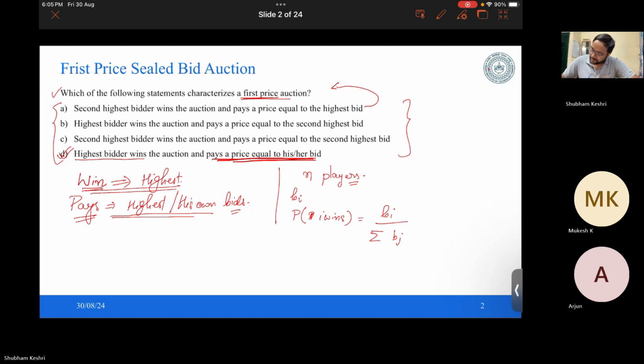So there are multiple kinds of auction. This is another kind of auction, and the first price auction is the one where the highest bidder wins and pays his own bid. All right. Any questions? Okay.